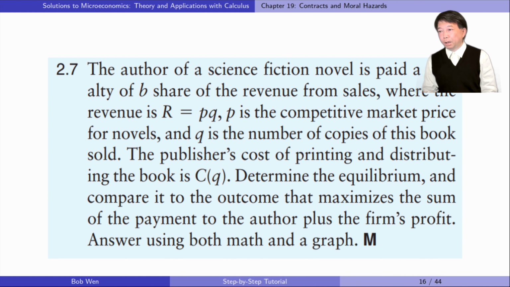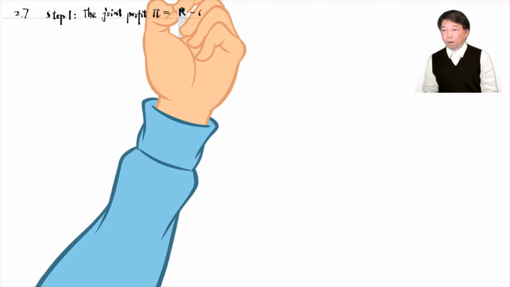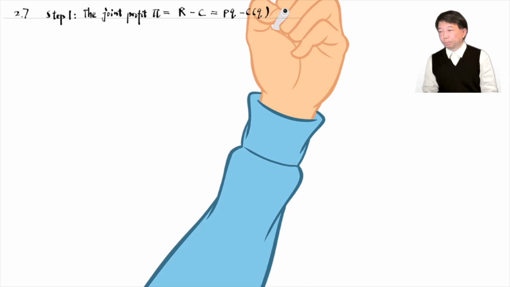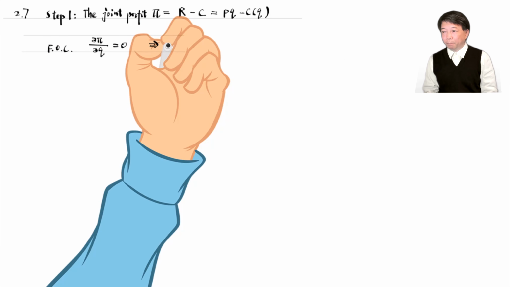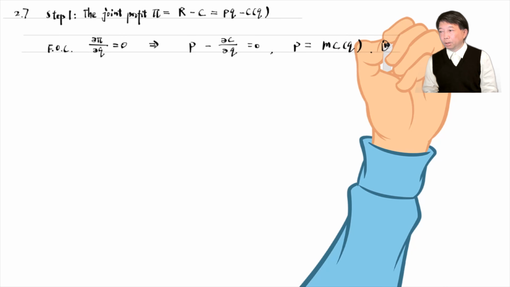We can show the results mathematically in 2 steps. In the first step, we find the optimal outcome that maximizes the sum of the payment to the author plus the firm's profit. That is, it maximizes the joint profit. The joint profit pi equals R minus C. The first order condition for maximum profit results in equation 1, P equals MCQ.